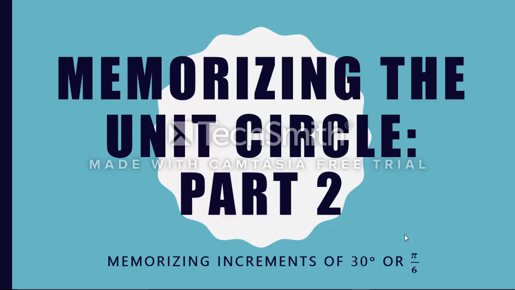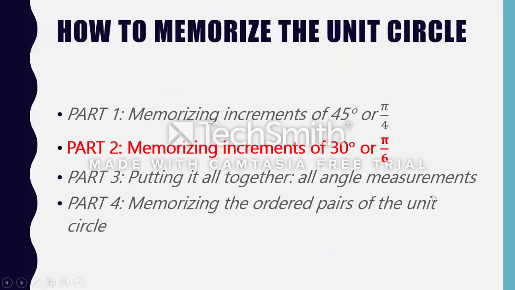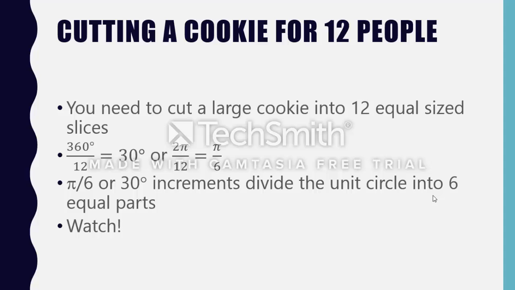This is Memorizing the Unit Circle, Part 2, Memorizing Increments of 30 degrees or pi over 6 radians. Let's imagine that we have a large cookie that we want to cut into 12 equally sized pieces for 12 people.